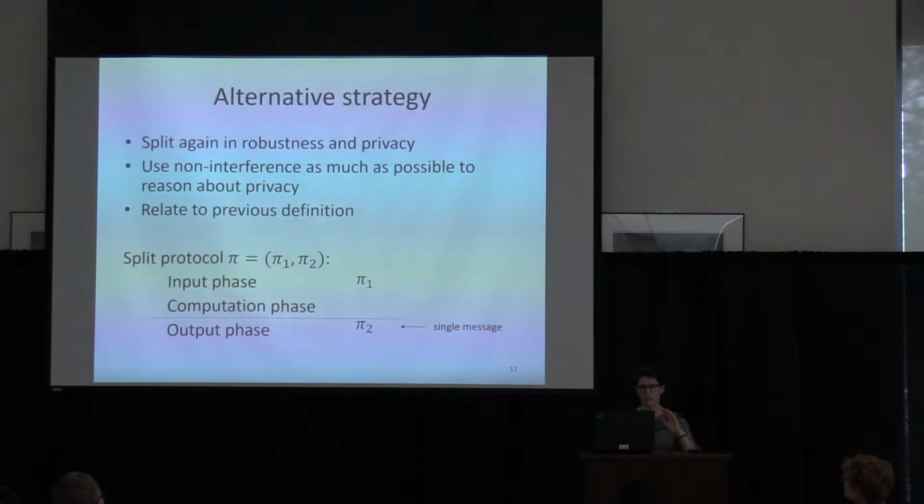For secure function evaluation, you can split the protocols into three phases. You have an input phase where all parties provide inputs. That would be, in this protocol, that they secret share their inputs. Then we have a computation phase where parties evaluate the circuit together. Those two together is what I'm going to call pi 1 for the rest of this talk. And then there's part pi 2, which considers the output phase, which here is reconstruction. And the definitions assume that this output phase consists of one round of communication where each party sends a single message to the other parties.